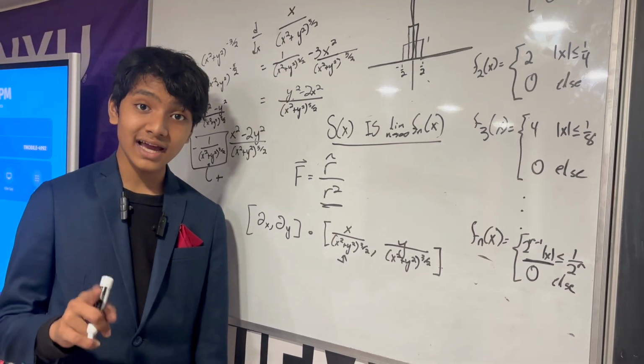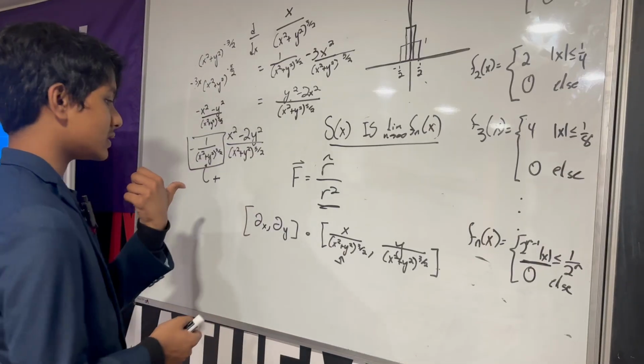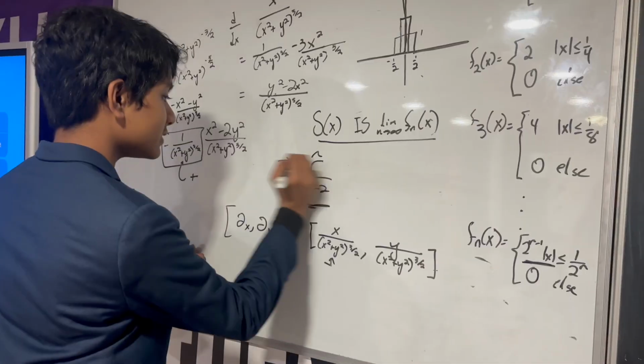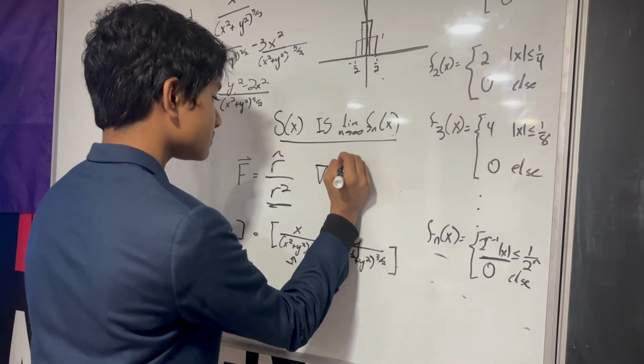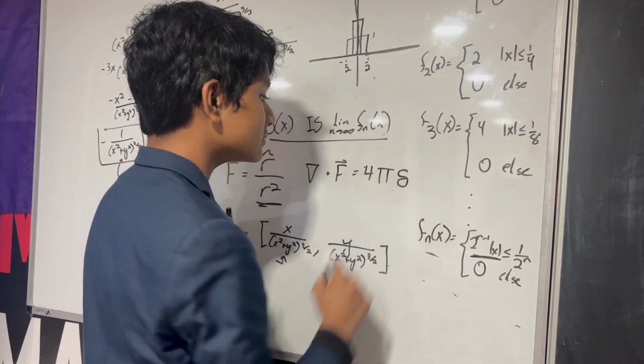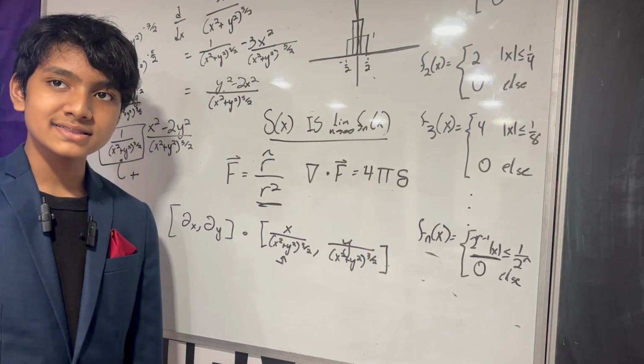Well, as it turns out, this function's divergence is perfectly described by 4 pi times the delta function. Why is this?